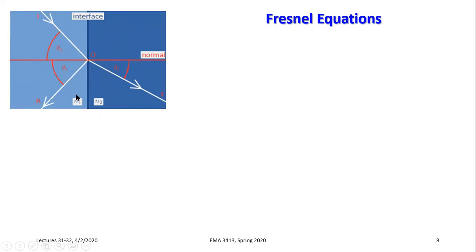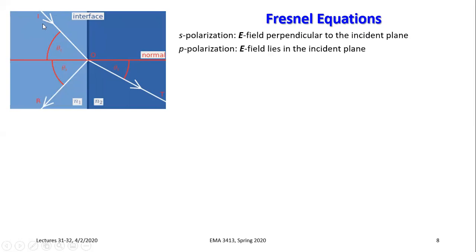All right. So with respect to this incident plane, now we can define two perpendicular directions for the E field. So this is the direction of propagation. The E field can be perpendicular to this propagation direction, but it could be in this plane or it could be perpendicular to this plane. So basically going in and out. So these are the two different polarizations, and one is called S, one is called P polarization.